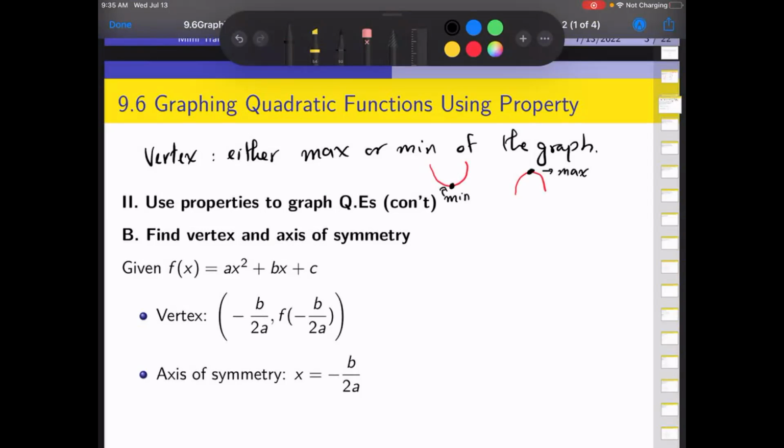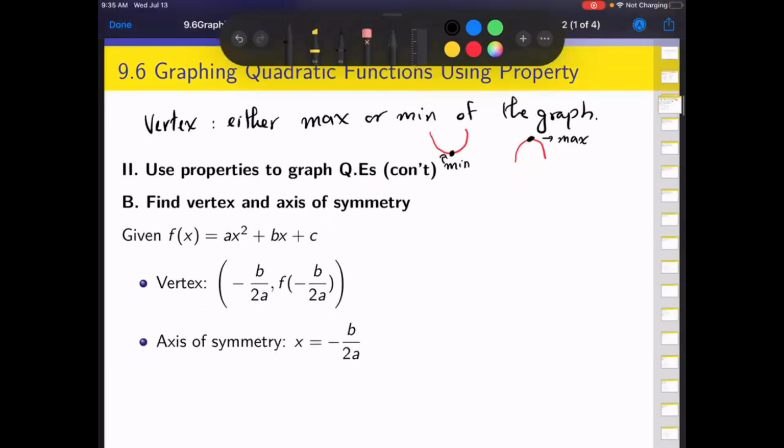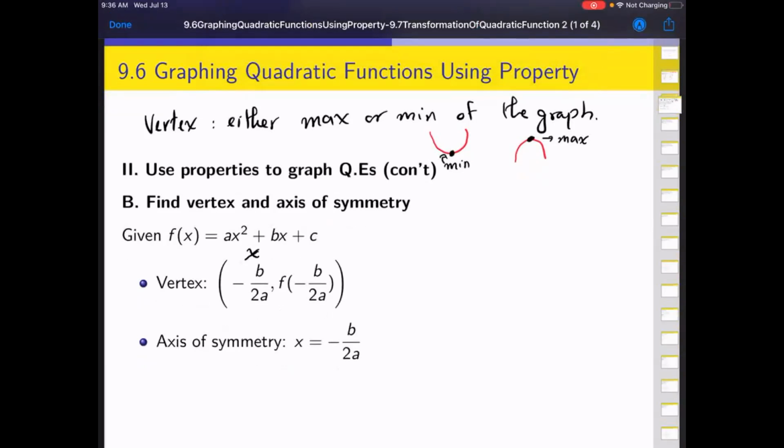So the vertex is either at the top or at the bottom. Now, how do I find that point? The x, y point. Here is the formula. For x, x equals -b/2a. And how do I find y? Well, once you have x, all you have to do is plug x into the function. Whatever function I give you, then you get y.